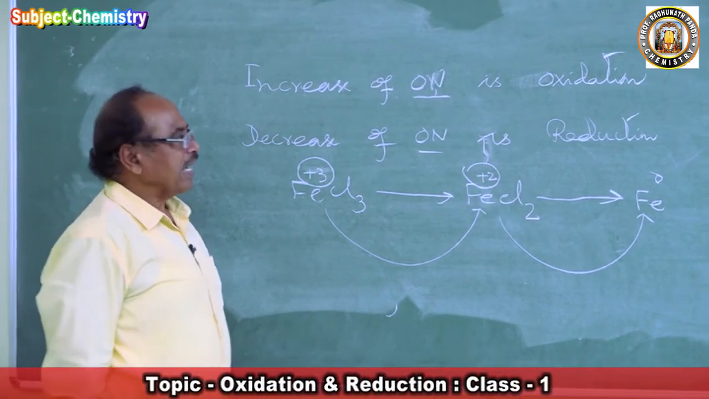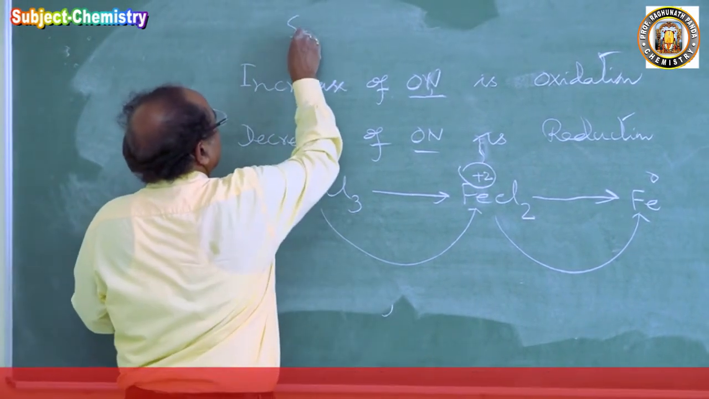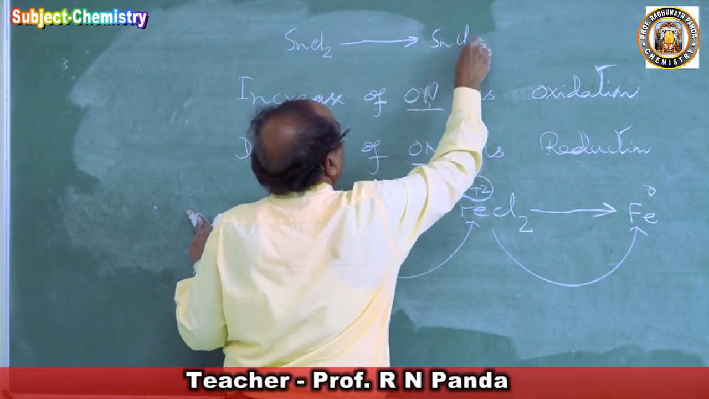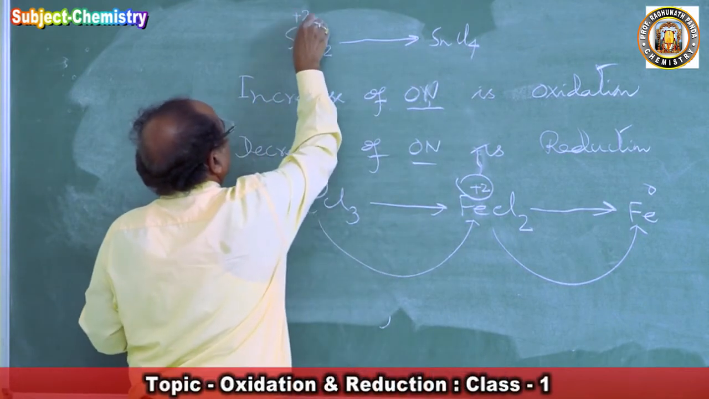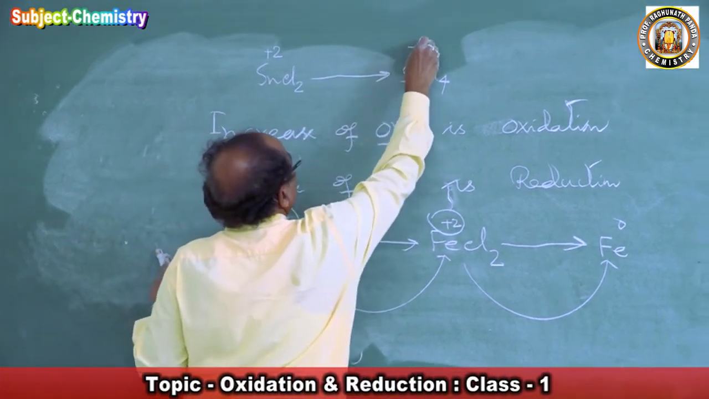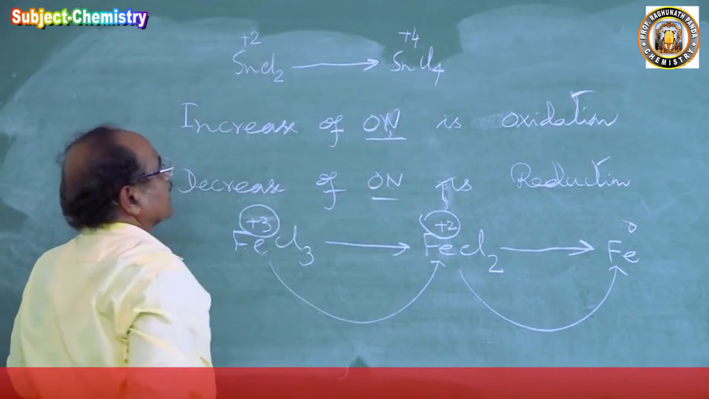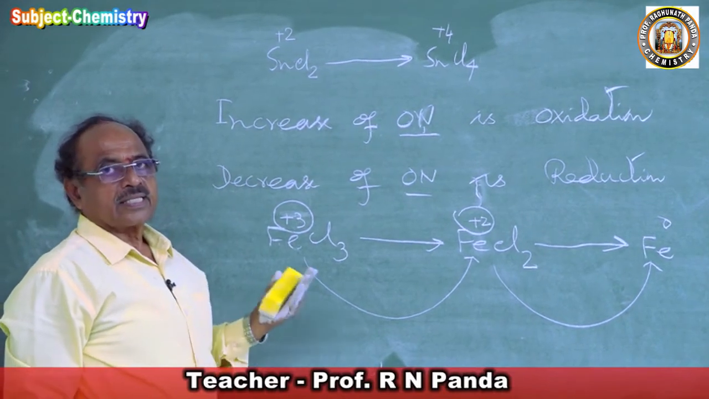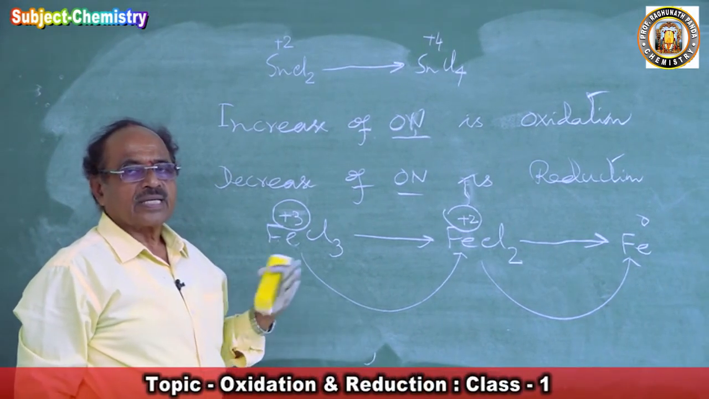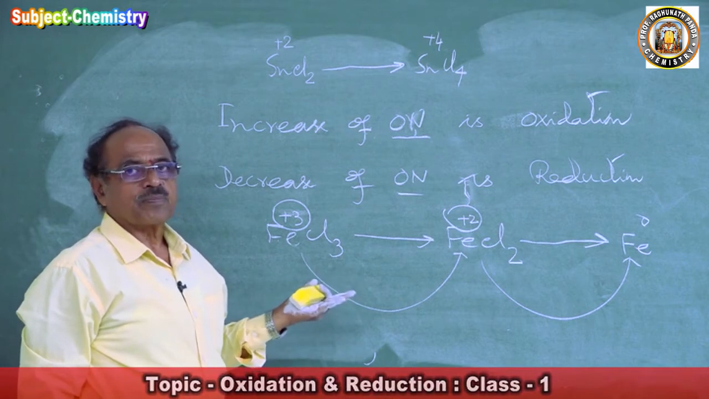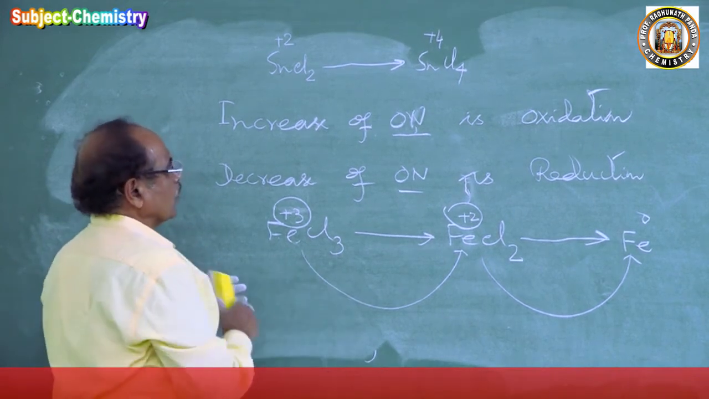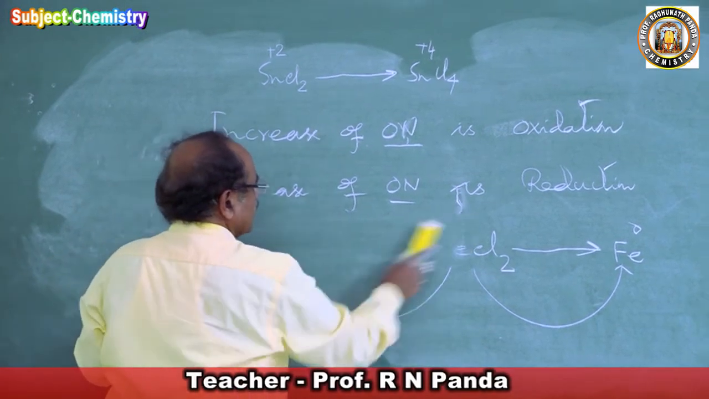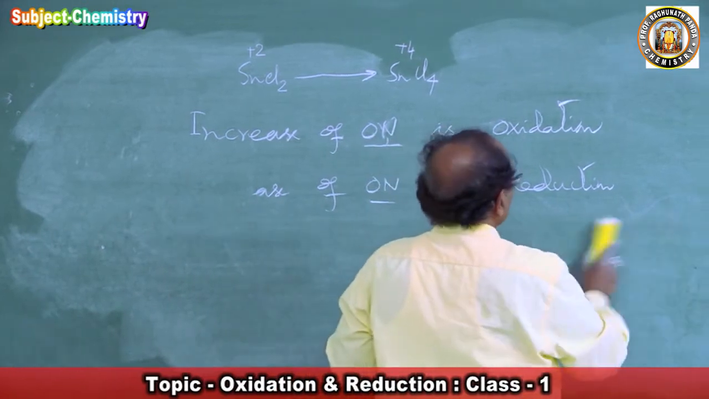We have stannous chloride and the stannous chloride becomes stannic chloride. So here we have the oxidation number of stannous is +2 and it is +4. So there is an increase of oxidation number. So this reaction is oxidation. Stannous is oxidized to stannic. We can say by using the concept of oxidation number. A decrease of oxidation number is reduction, increase of oxidation number is oxidation.